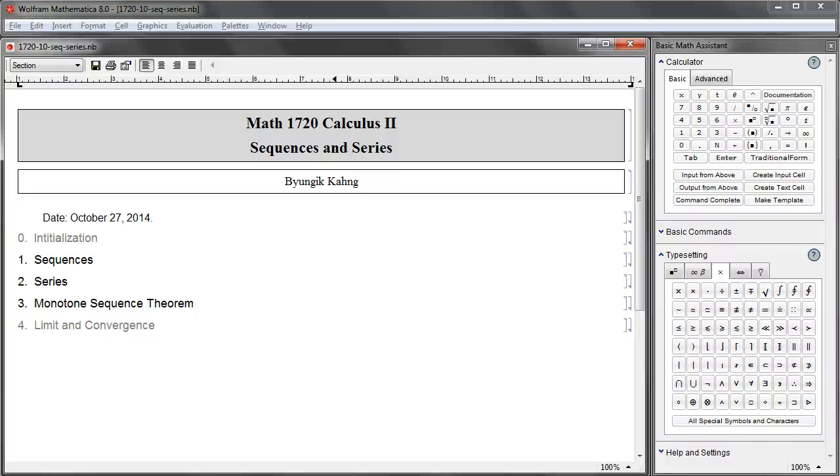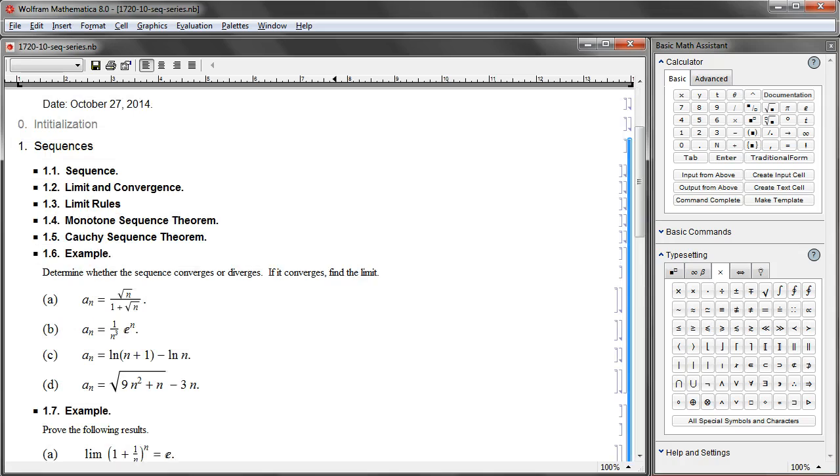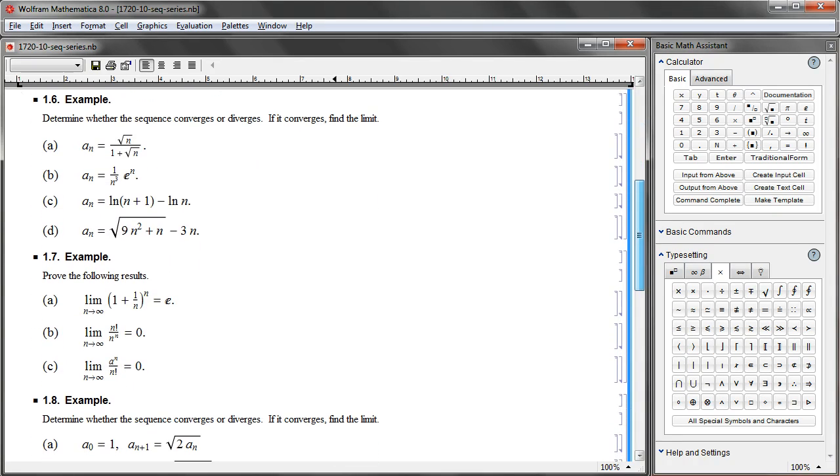Let's resume our discussion on sequences. We talked about the definition in precise terms, and we talked about limit and convergence, limit rules. We even talked about monotone sequence theorem, albeit briefly. Let's move on to examples.